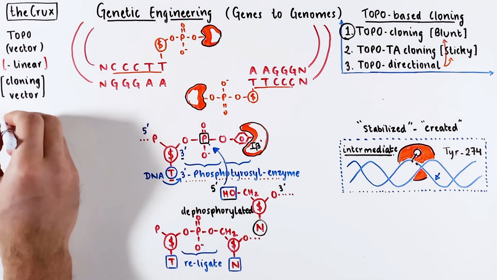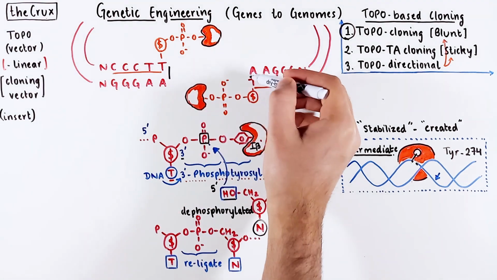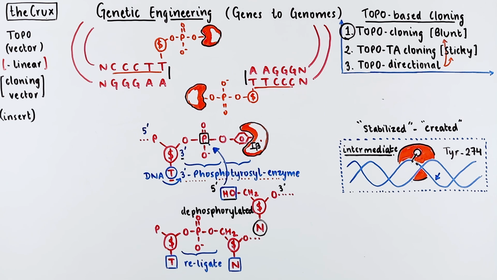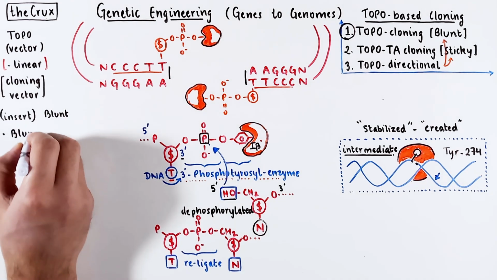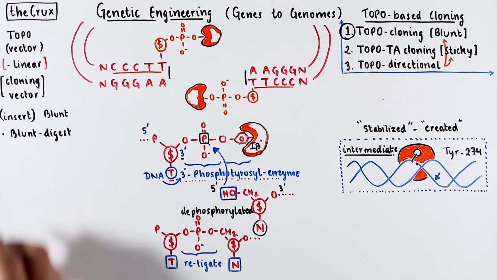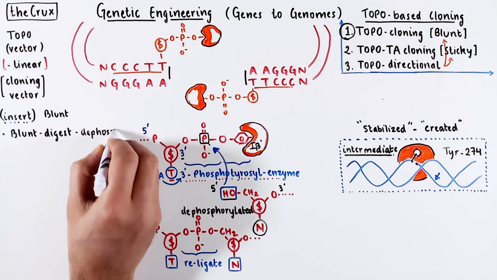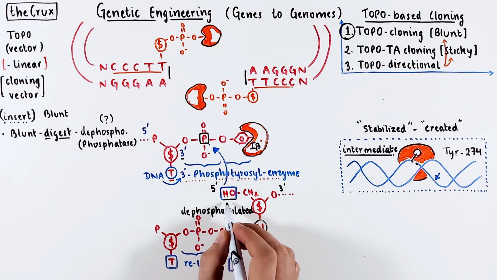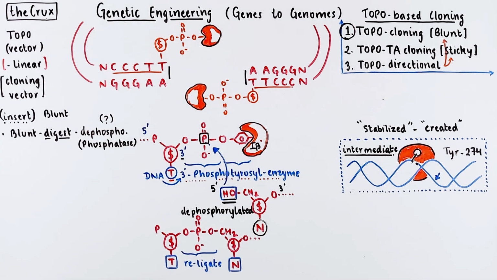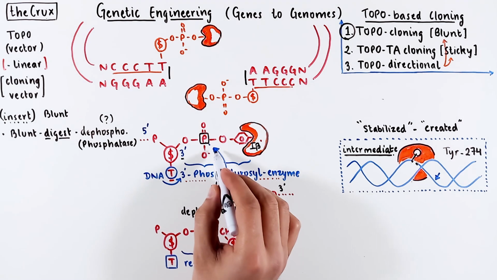That is the vector, but what about the insert? Note that the vector is blunt, meaning that the insert must also be blunt. If you get your insert from a digest, you must then dephosphorylate the insert using a phosphatase. You may be wondering, why is dephosphorylation required? If you recall the intermediate step, the 5' end needs a hydroxyl to perform the substitution.